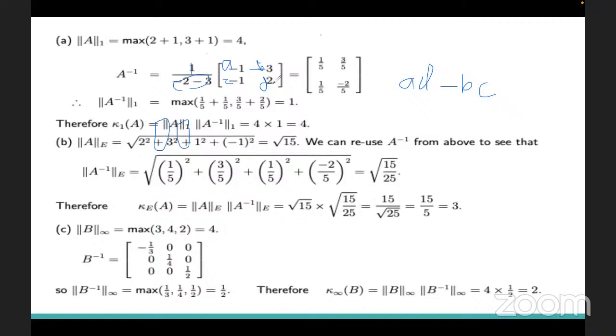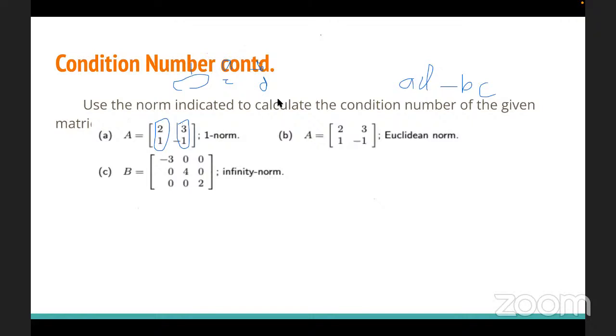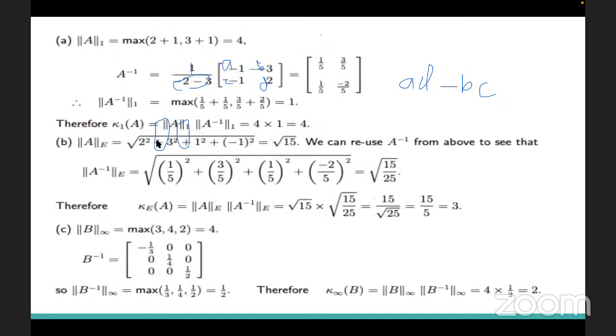Okay. Remember in our initial matrix, this is the initial matrix, 2, 3, 1, and minus 1. So we swap 2 to where minus 1 is. We bring minus 1 to where 2 is. Then we add negative in front of B and C. So that will be minus 3 here and 1 here. And that is how we arrived at this. Okay. So 1 over minus 2 minus 3 is 1 over minus 5.